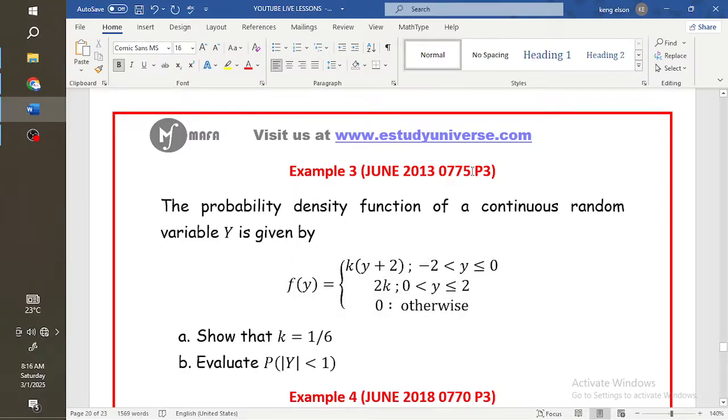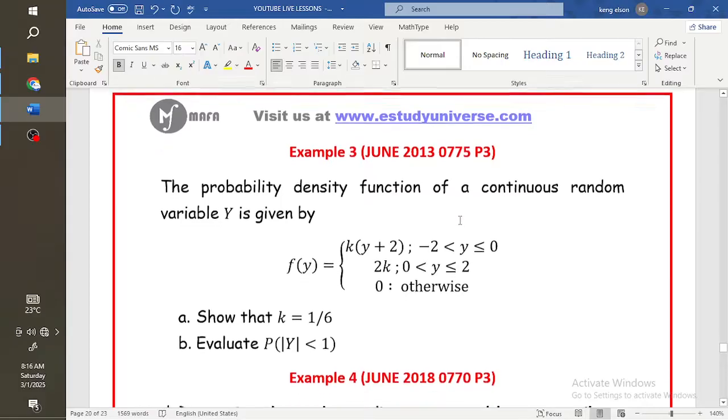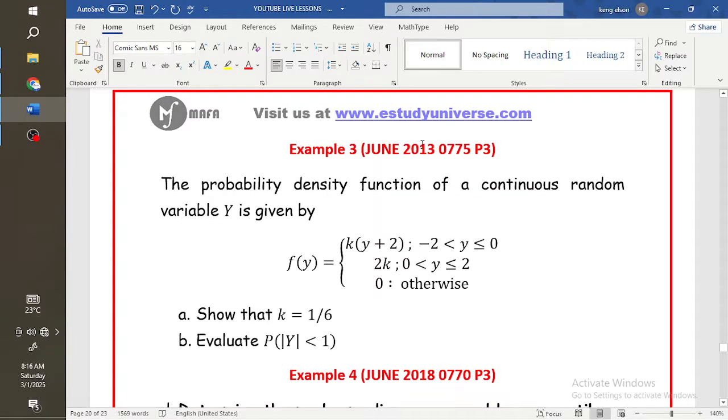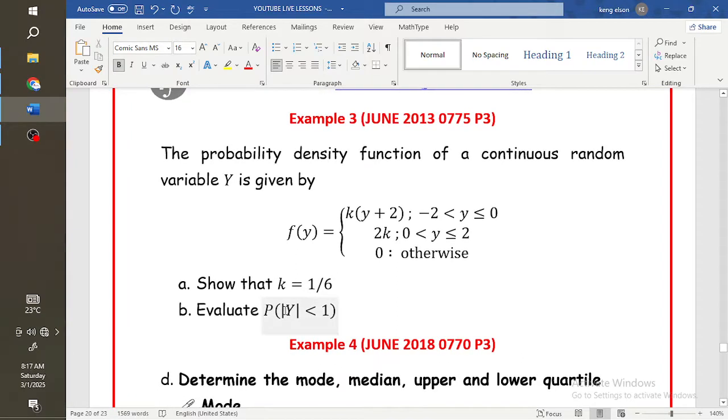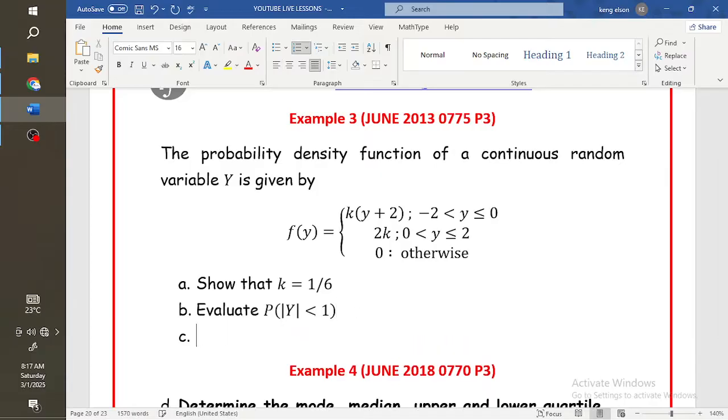So we are now going to further maths. This is June 2013, paper 3, further maths. The probability density function of a continuous random variable y is given by this. Show that k is equal to 1 over 6 and evaluate the probability that the magnitude of y is less than 1.